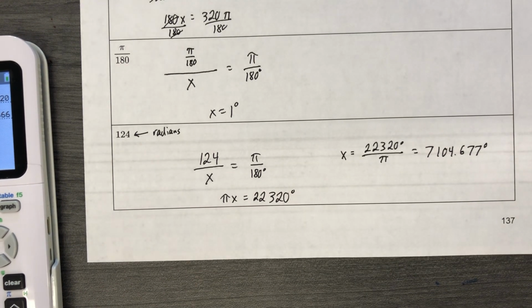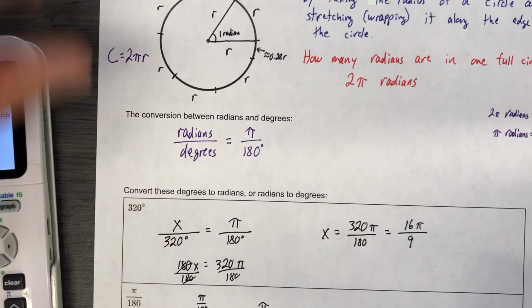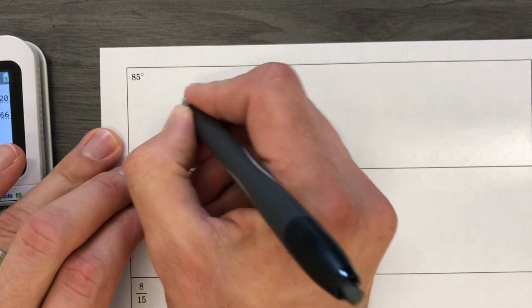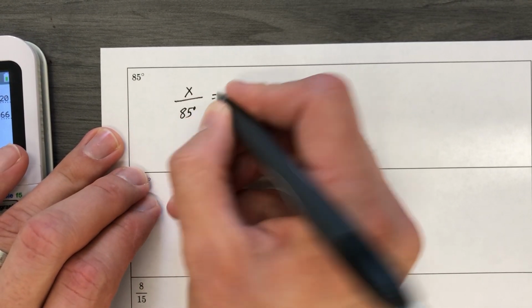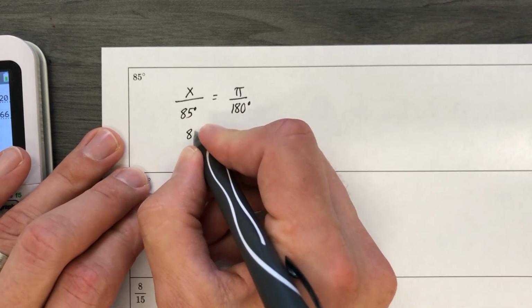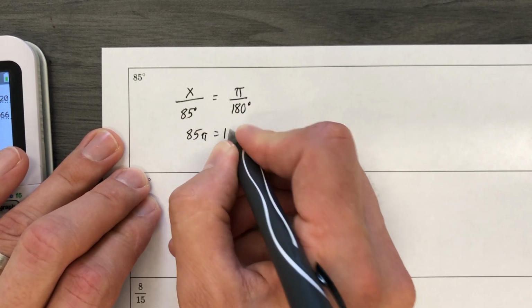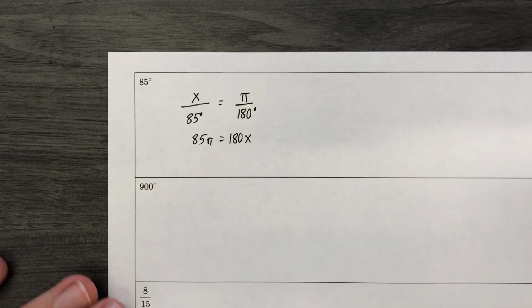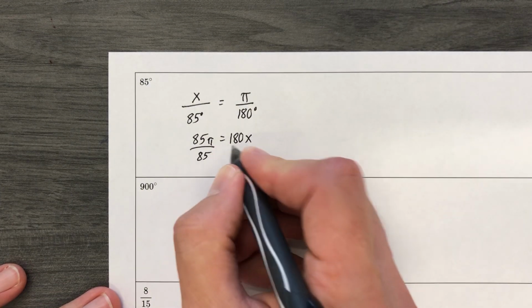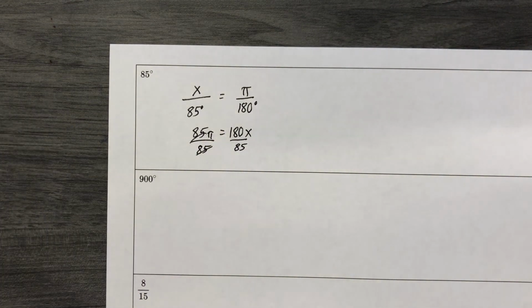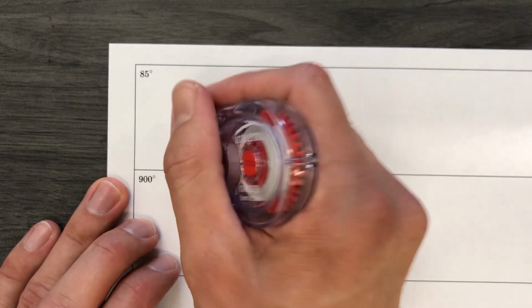All right, we have a handful more to do, literally a handful. There are 5. I'm going to speed this up a little bit, but we're going to continue with this idea. Radians over degrees equals pi over 180. So radians, which we don't know, over degrees equals pi over 180. We'll cross multiply. That gives us 85 degrees times pi, and then 180 degrees times x. I'm going to just go ahead and, without even doing it, cancel the degrees. We're going to divide by 85, both sides. That's not what we're going to do. That is the wrong thing to do. We're going to have to divide by 180.